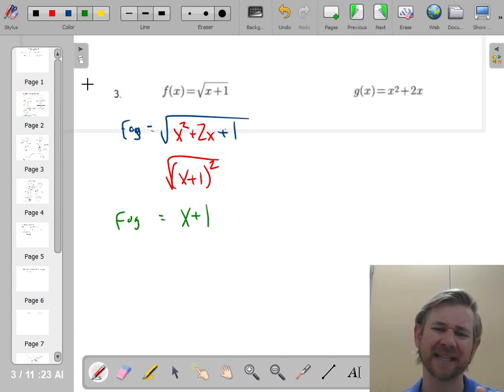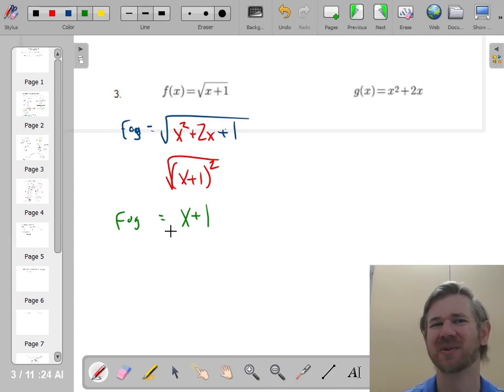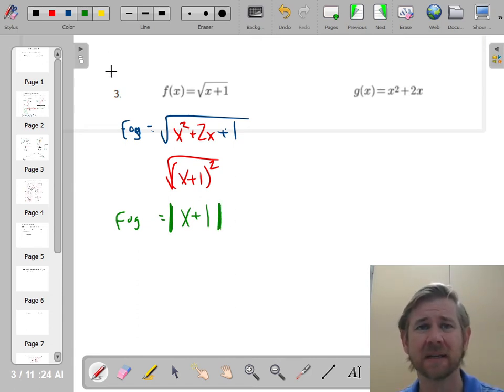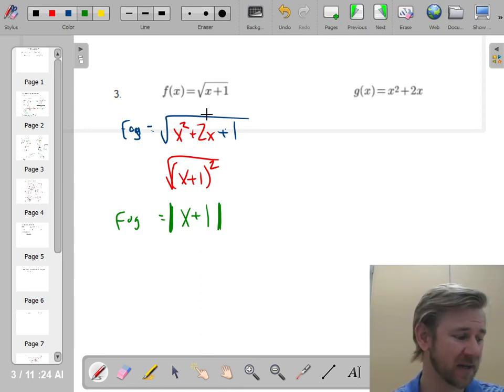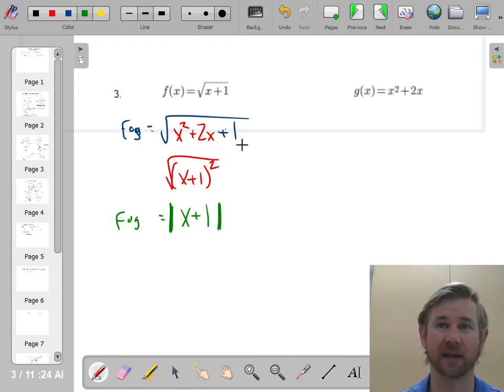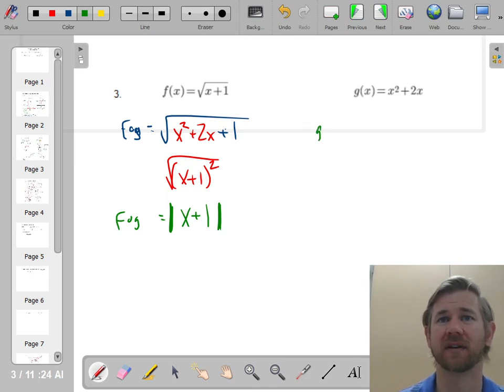There's some trickiness going on here. You're never going to get a negative number since something is being squared. So this actually, from a real technical standpoint, is the absolute value of x plus 1. Don't want to get too hung up on that, but what I'm mainly concerned with is, can you create the composite function? We're going to skip the domain for this one because I just don't want to get too hung up on it. Let's talk about this one, g of f.